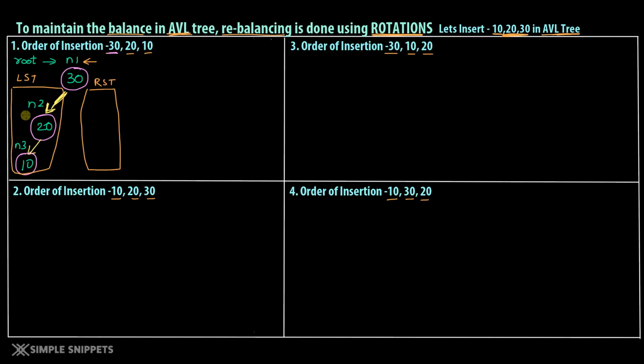So for this left subtree, we have the root as N2, and from N2 to N3 we have one edge. So the height of the left subtree is equal to 1. We don't count this edge, okay? The edge between N1 and N2 is not counted because for the left subtree, N2 is the root. And starting from the root, we have to go along the longest path till we find the leaf node to calculate the height.